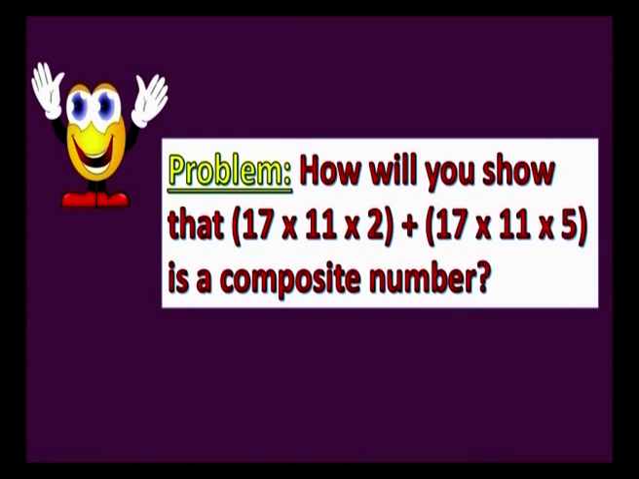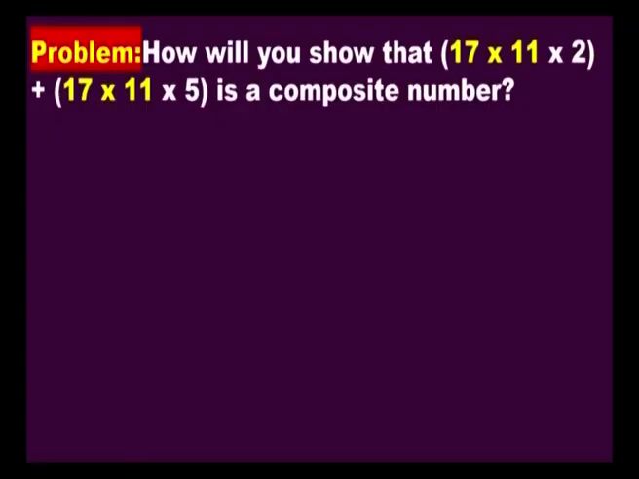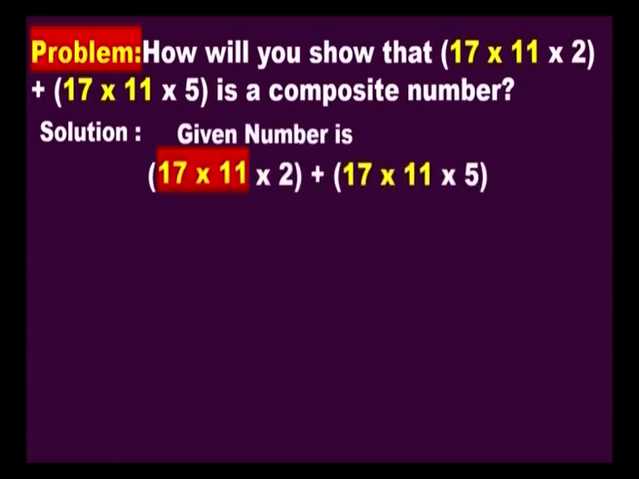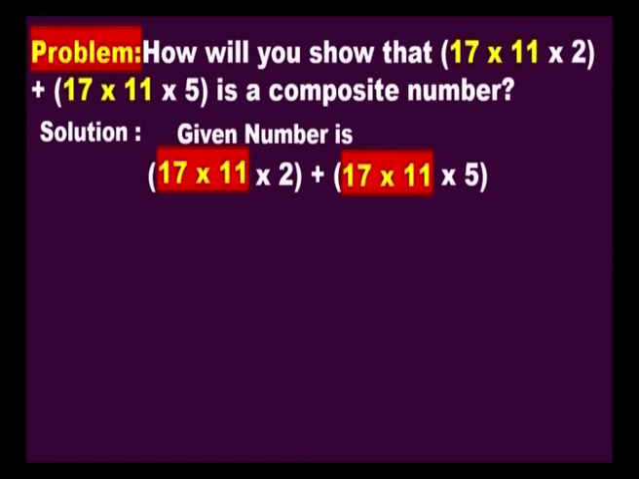The first problem is, how will you show that 17 into 11 into 2 plus 17 into 11 into 5 is a composite number? This number has two terms and we should show it is a composite number. Solution. The given number is the same number we have written here. If you observe the two terms, 17 and 11 are common in both terms. So I can take 17 into 11 as common. Then I can write 17 into 11. In the first term 2 is left and in the second term 5 is left, which I can write as 2 plus 5.